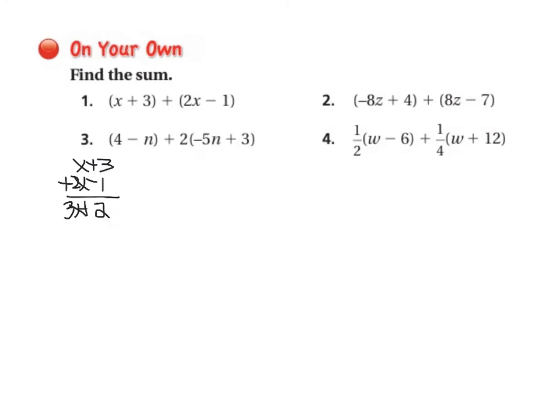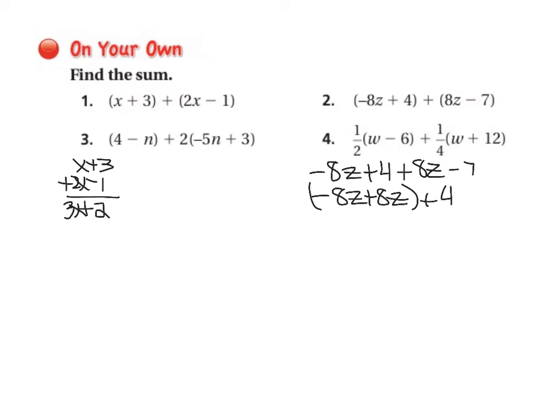Number 2, let's try that one horizontally. So we have negative 8z plus 4 plus 8z minus 7. So if we do this one horizontally, we would regroup using the commutative property. So we have negative 8z plus 8z plus 4 minus 7. So we can see that negative 8z plus 8z is 0, so we don't need to write anything there. And then 4 minus 7 equals negative 3.